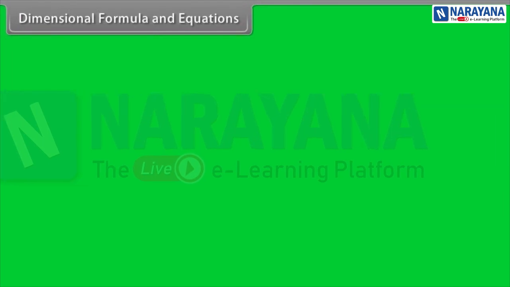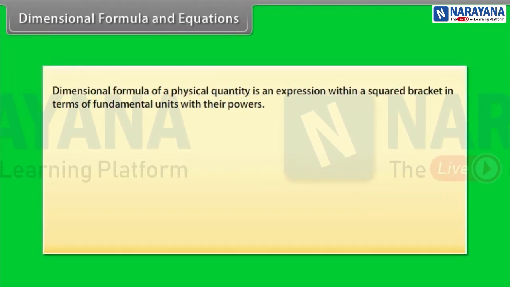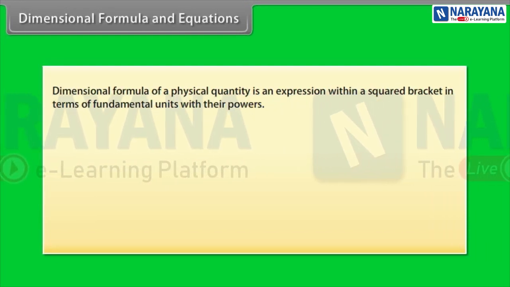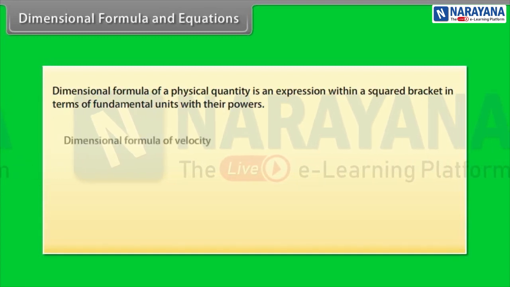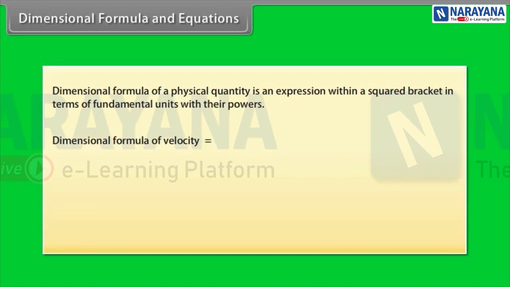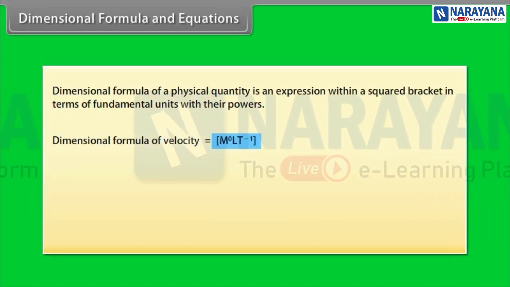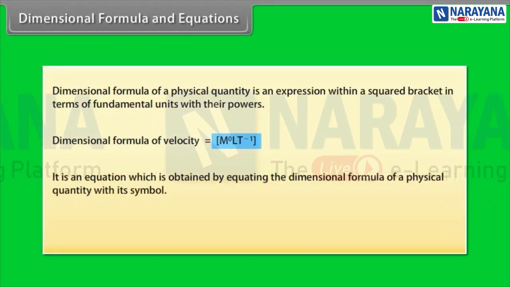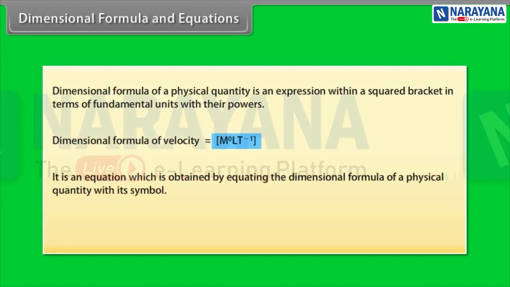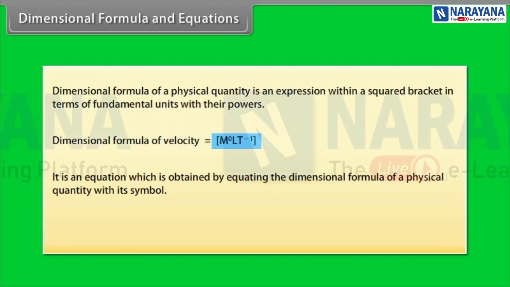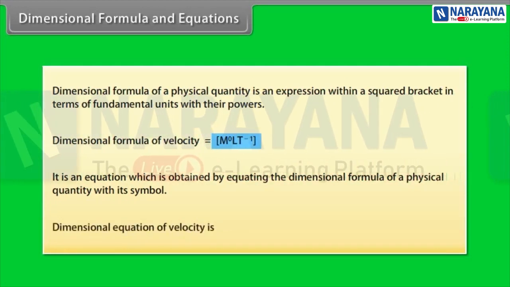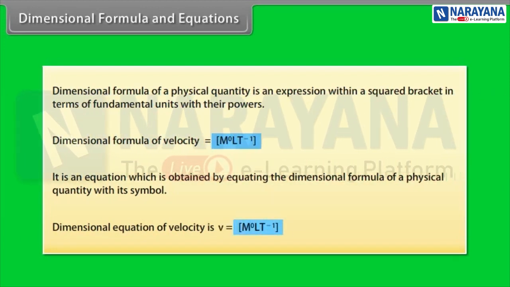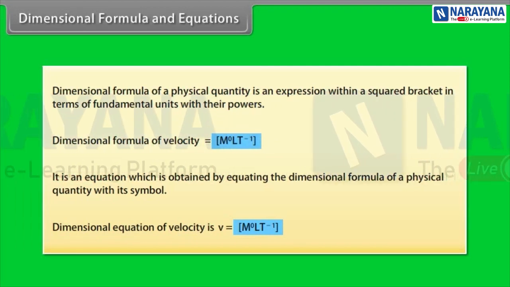Dimensional formula and equations. Dimensional formula of a physical quantity is an expression within a squared bracket in terms of fundamental units with their powers. Let us take an example. Dimensional formula of velocity is equal to [M^0 L T^-1]. Dimensional equation is an equation which is obtained by equating the dimensional formula of a physical quantity with its symbol. Let us take an example. Dimensional equation of velocity is V is equal to [M^0 L T^-1].